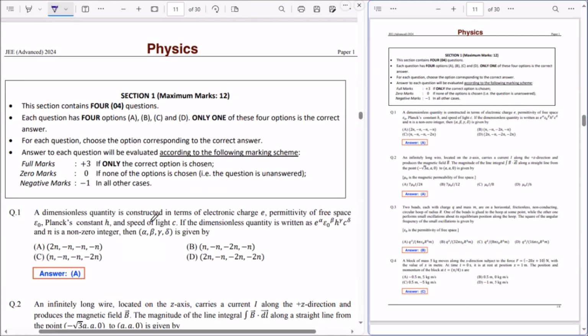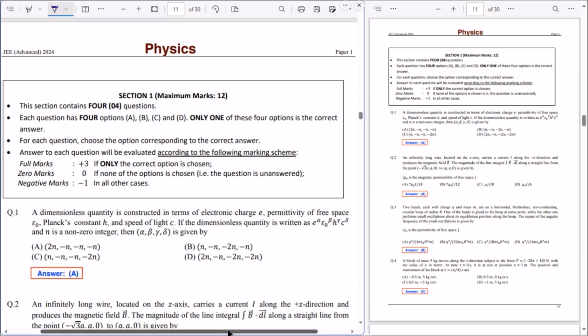Next, dear students, till now we have completed the mathematics 60 marks questions, that is total 17 questions divided into 4 sections. The first section consists of 12 marks, the second section consists of 12 marks, the third section consists of 24 marks and the fourth section consists of 12 marks. Total 60 marks. Similarly, physics is also divided into 4 sections.